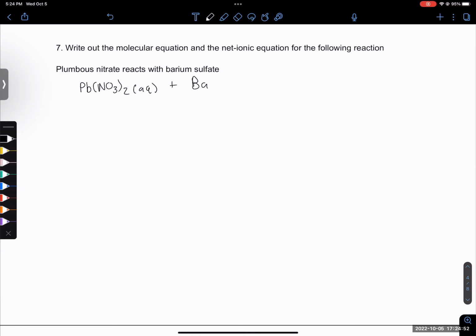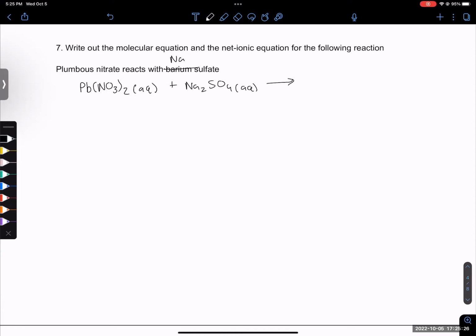Let's change that up because that would not work. Because barium sulfate is insoluble, right? So this would not be a reaction. So I need to think of something else. Let's just do sodium sulfate, Na2SO4, and that is aqueous.